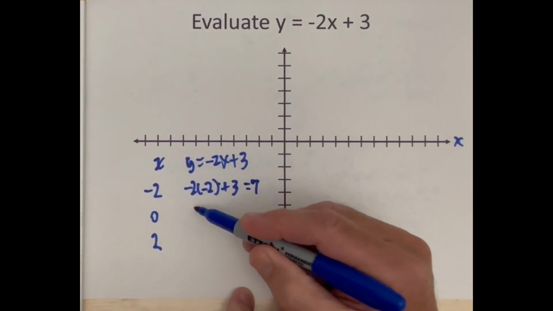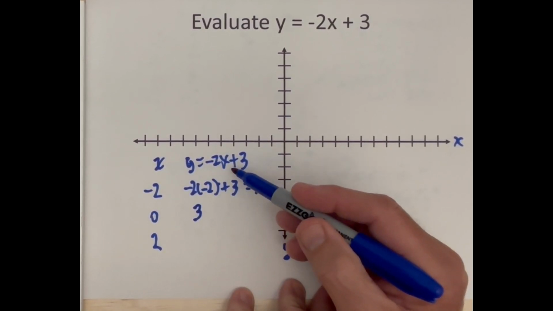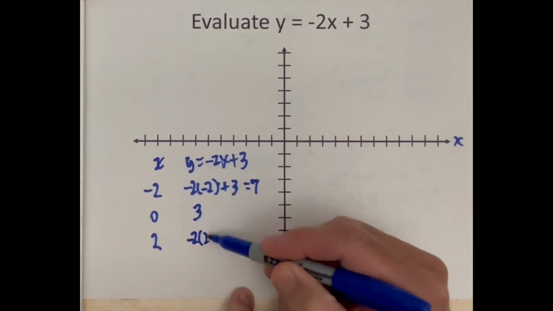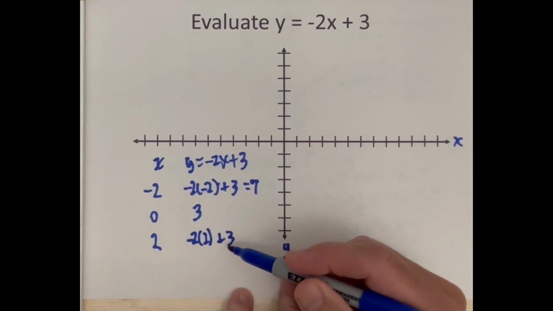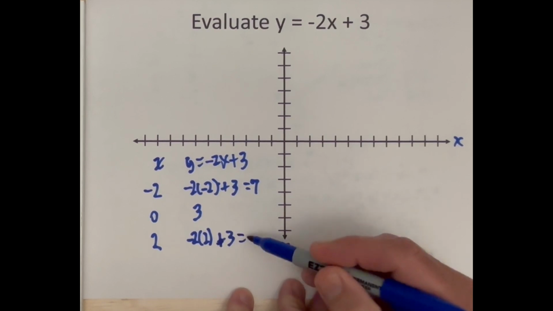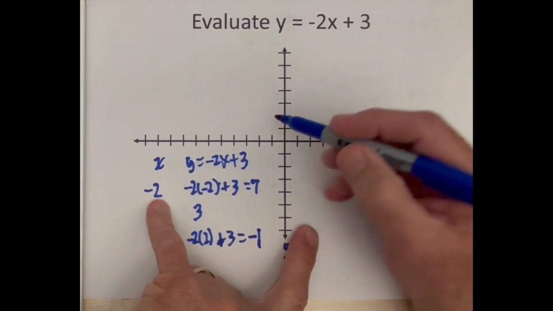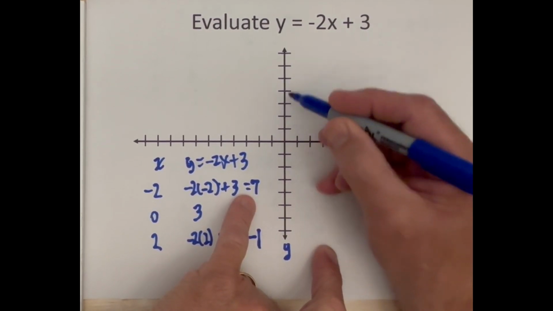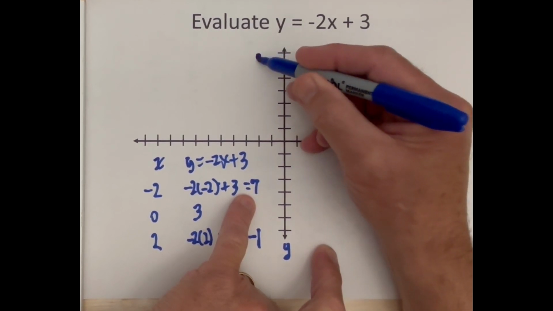Evaluating at 0, we just get 3. Evaluating the line equation at plus 2, so we're going to get minus 2 times 2 plus 3. So that's a minus. So it's minus 4 plus 3 is equal to minus 1. So we got 3 points here. So x at minus 2, that's that point. We get a plus 7. So we have 1, 2, 3, 4, 5, 6, 7 over about right there.